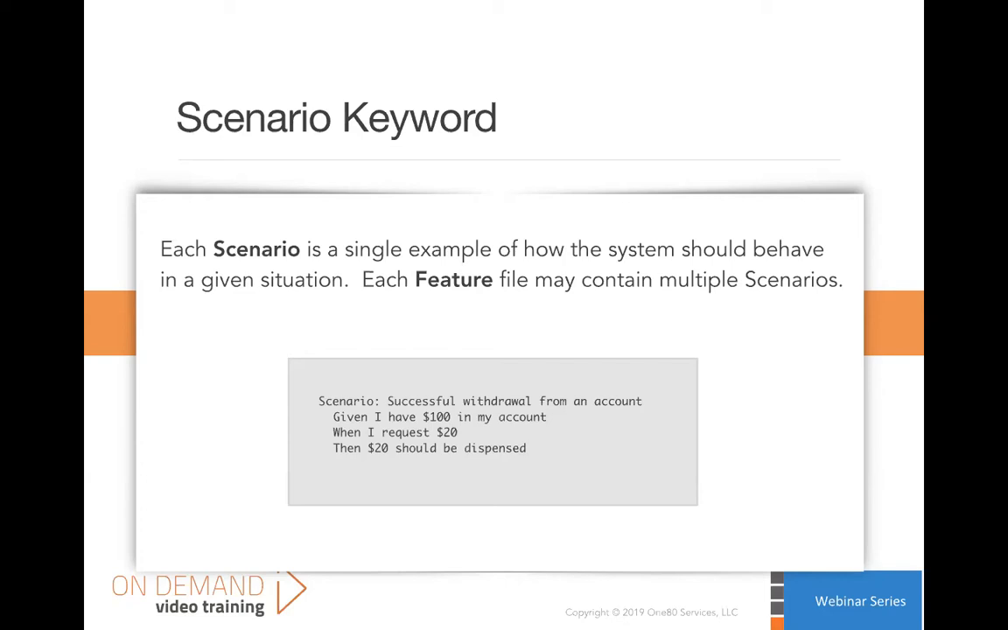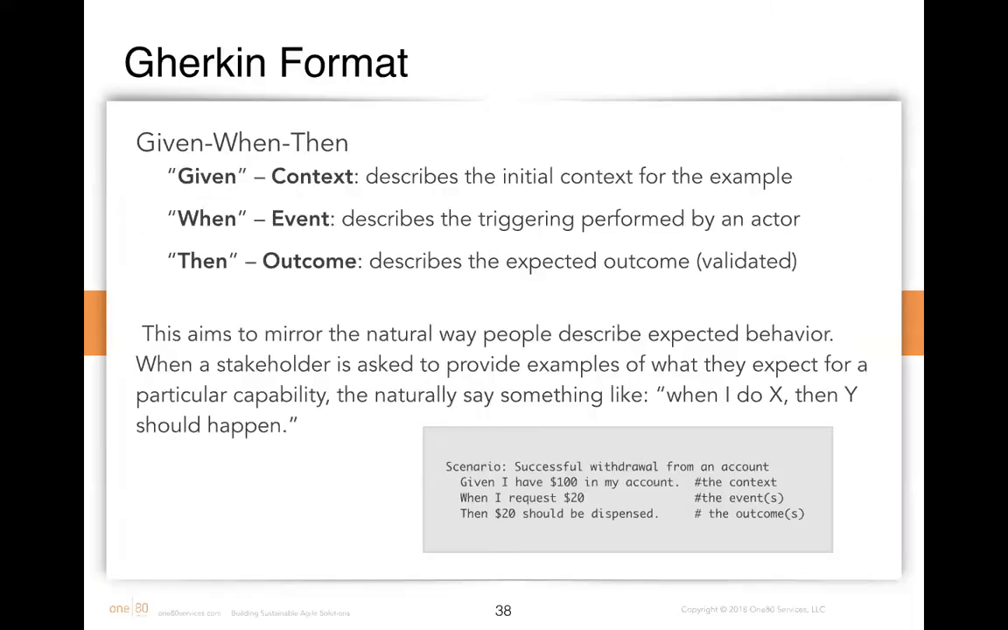So remember, this is a real life example. So you're going to say, given I have $100 in my account, when I request 20, then $20 should be dispensed. You can see here, the given tells us where we're starting the scenario. The when tells us what we're going to be doing. And the then tells us what we expect the outcome to be. So another way of putting that is, there is context, there's an event, and there is an outcome. You can see I took the story that you had before there, and I have put the context, the event, and the outcome there.